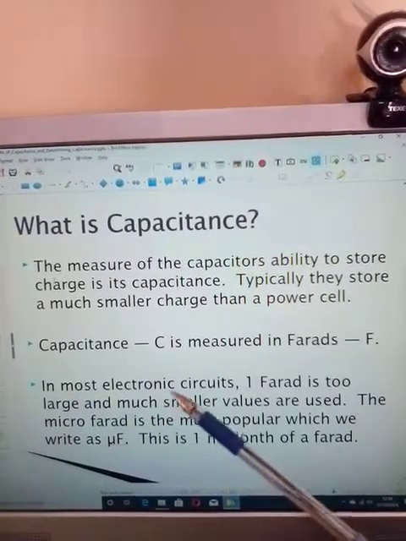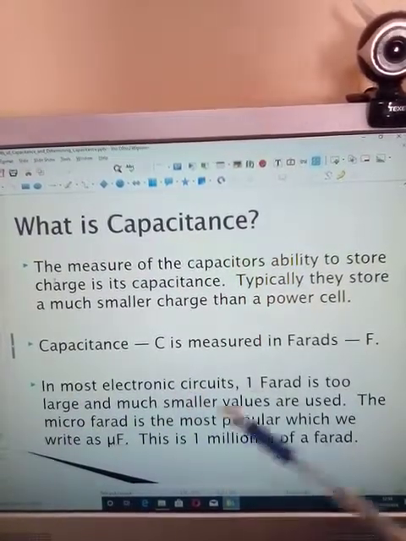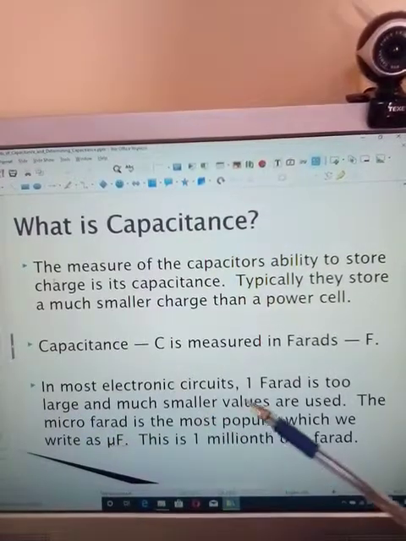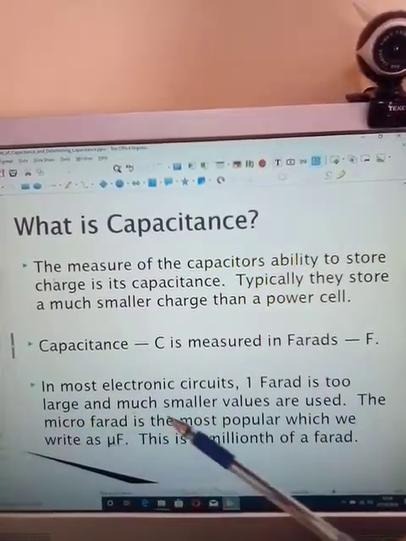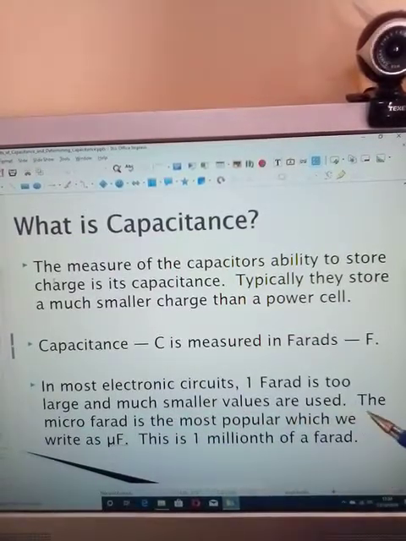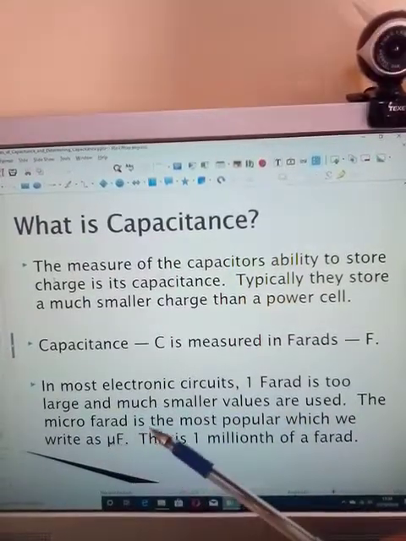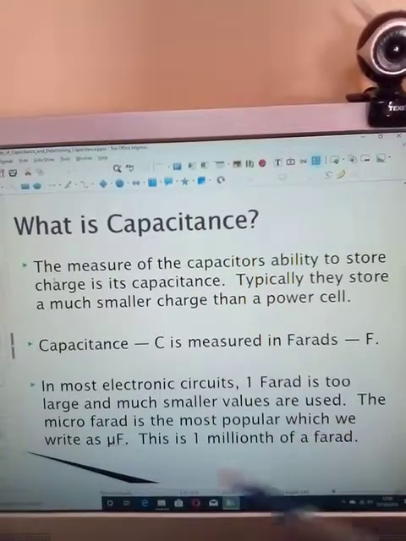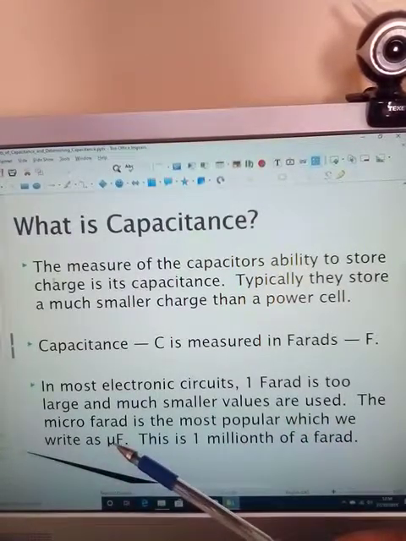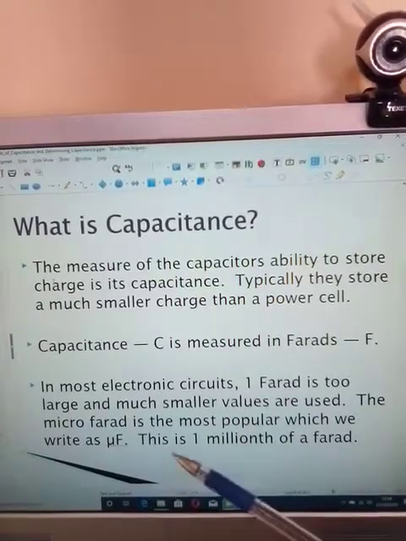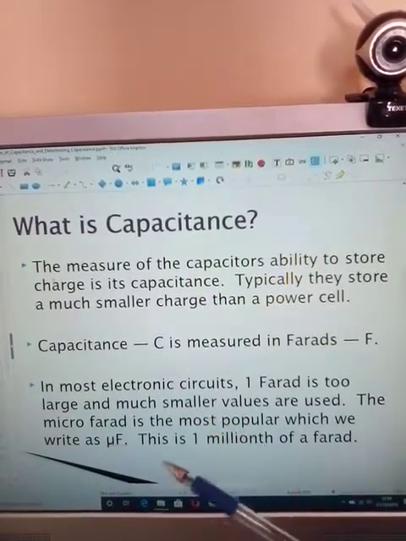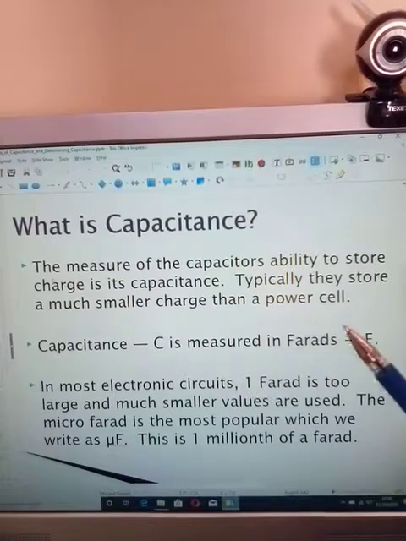Now, capacitance C is measured in farads. In most electronic circuits, 1 farad is too large and much smaller values are used. The microfarad is the most popular, which we write as µF. This is 1/1,000,000th of a farad. Again here, it will be 1 times 10 to the minus 6, as I mentioned earlier.